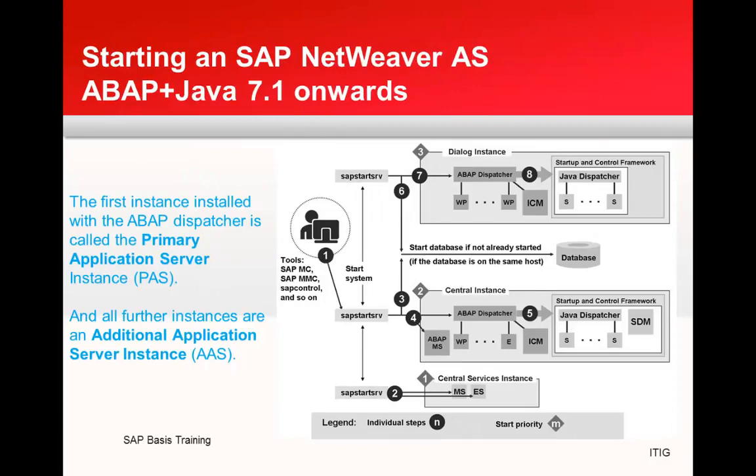Okay, in 7.1 onwards, there is nothing called central services instance or central instance. It is renamed to primary application server and additional application server instance. So that is the difference. So just take note, because moving forward these are the names that will be used.